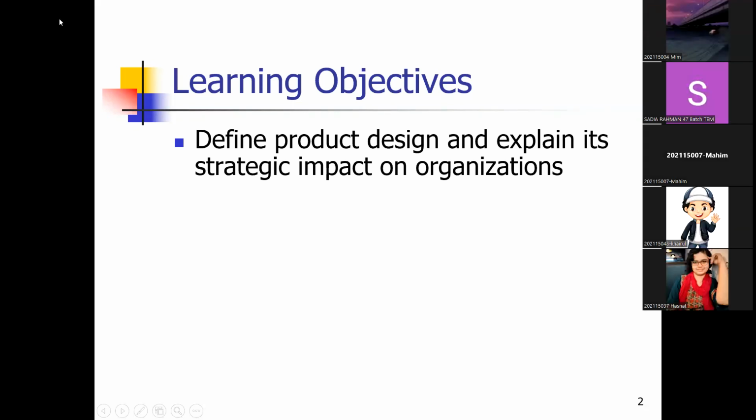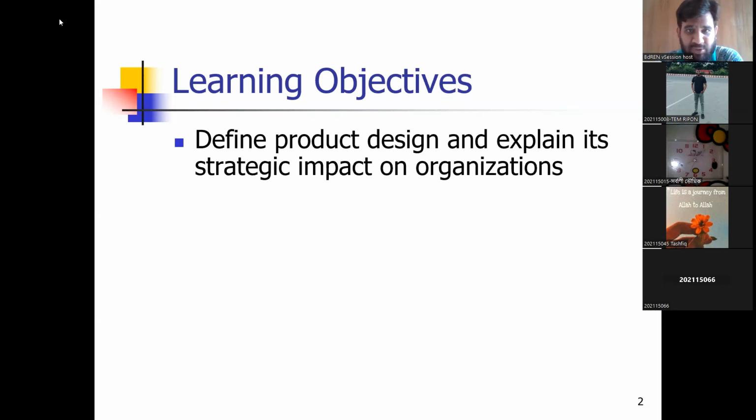I am not saying that everything is in this book or in the slides; some discussion may not be there. Something will be relevant to your previous discussion, something will be new, something will be important for you that is not given in the slides. So if I ask the question, what is the strategic impact of product design on organizations?